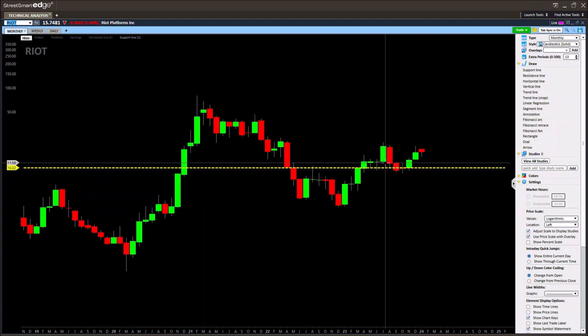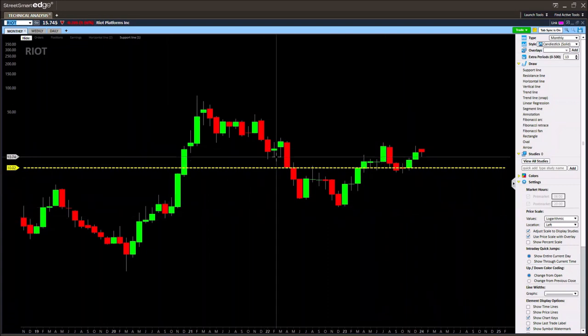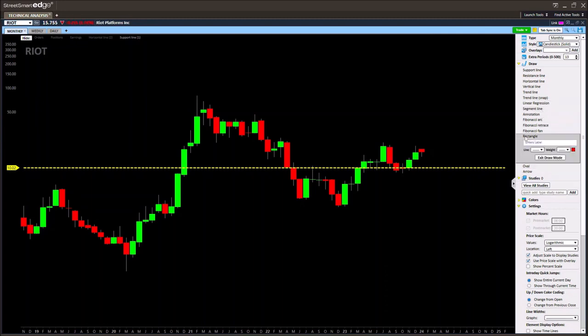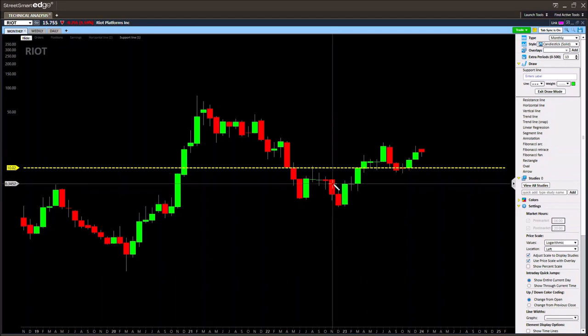Let's look at Riot. Holy crap, is it just me or is it just going sideways here since 2020? I don't know why that's the case. I guess we've been going sideways on the market for years now, neither bearish nor bullish. But you'll notice if we grab a horizontal line, let's grab a green line.